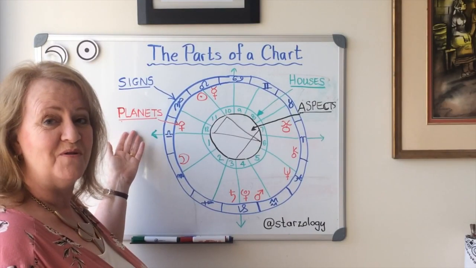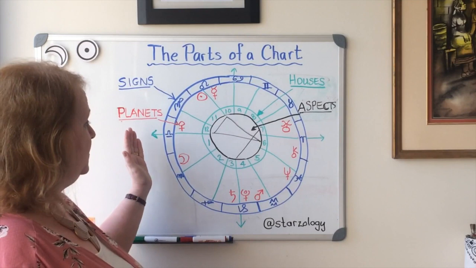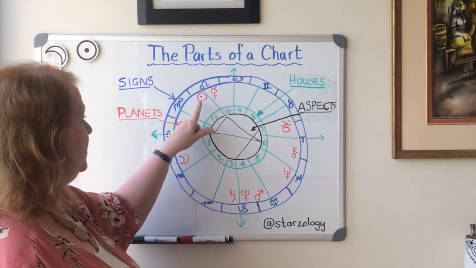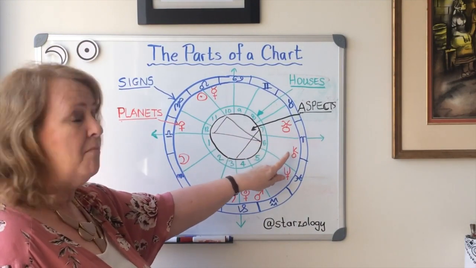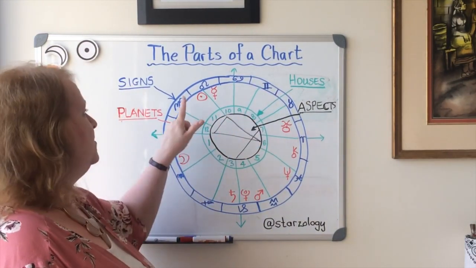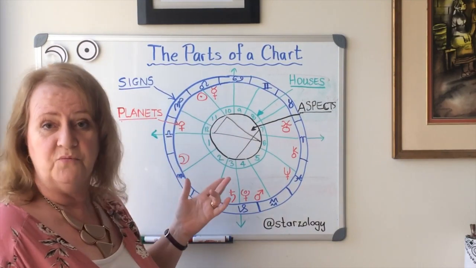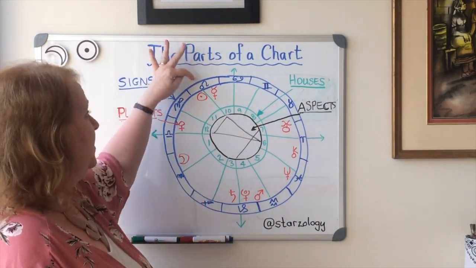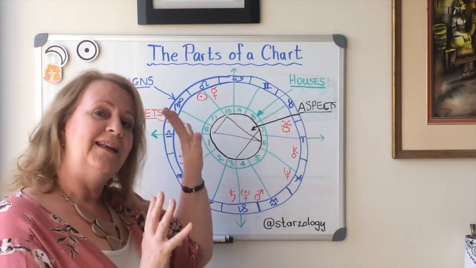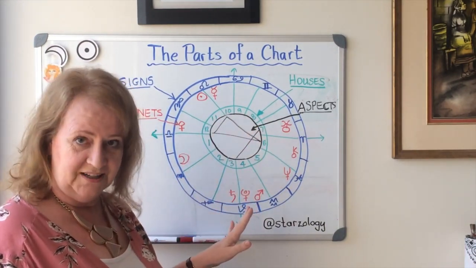Moving one circle in, we then have the planets there in red. In this particular case, I've drawn them in red so you can see them. And this is inside the signs. So these are planets, the moon, Venus, and all these red symbols or glyphs, they are the planets in the signs. So if you have the sun in Leo, the sun will be in Leo. This is the sign for Leo, and here's the symbol for the sun. And all the other planets can be in any sign in a chart.